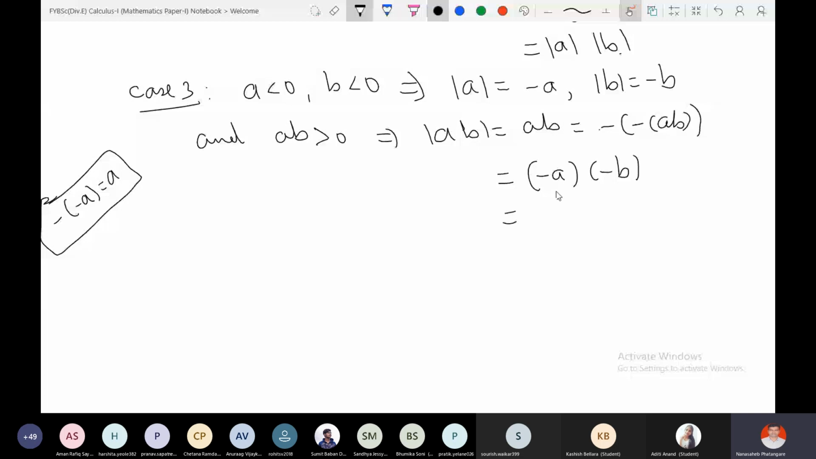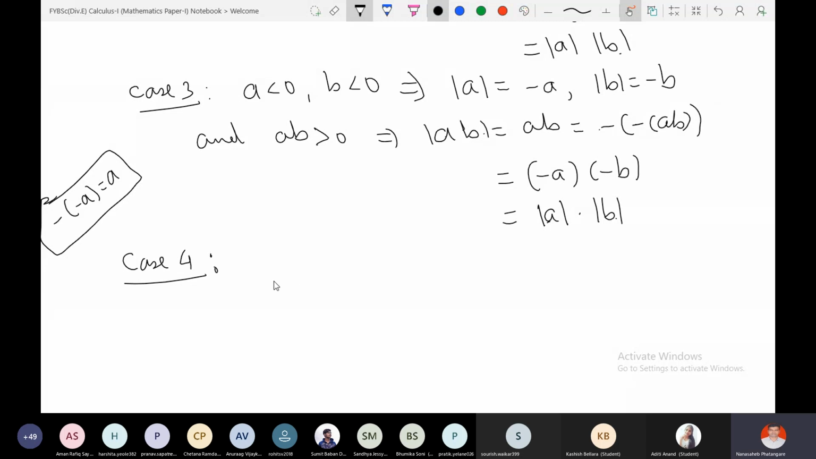But what is minus A in this particular case? The absolute value of A. Right. And minus B is the absolute value of B. And therefore, the absolute value of AB is the absolute value of A into the absolute value of B. Now, which case remains to consider? Which case remains to consider?